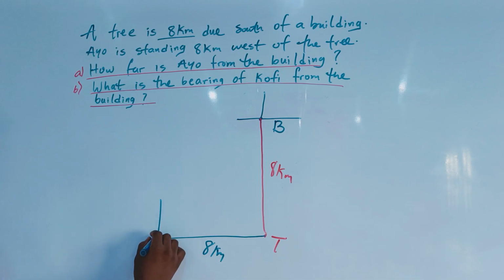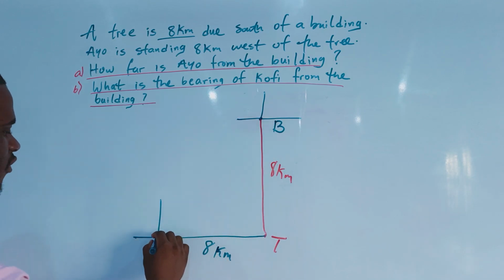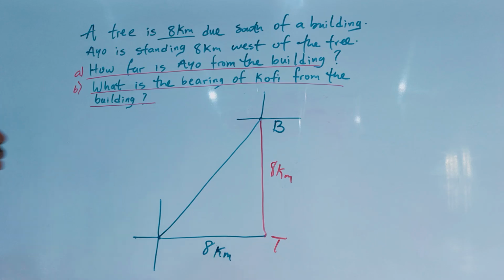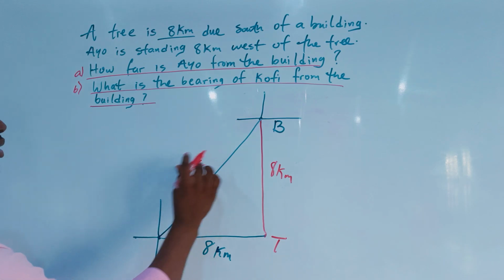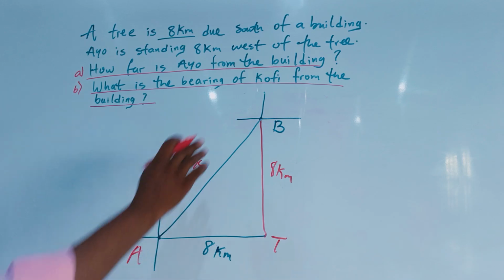Okay, so we can just complete the diagram. So Ayo is at this point. All right. So, how far is Ayo from the building? This is Ayo. This is the building. How far is Ayo from the building? Now you can see that a triangle has been formed, a right-angled triangle, of course, and here is missing. This is where we want to find the distance. Ayo is right here, the building and the tree.